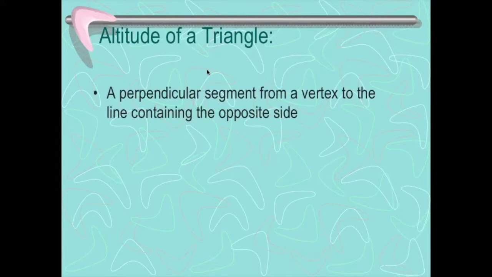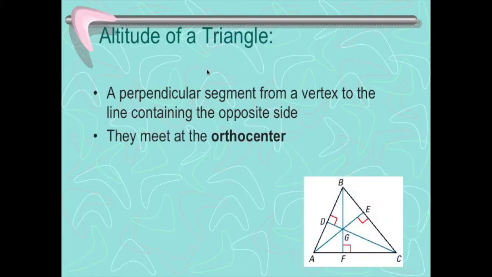Right, that makes sense. So an altitude of a triangle is a perpendicular segment from a vertex to the line containing the opposite side. So here is an example. I'm going to take out some of these so we can see what they'd look like, just one of them. So you can see just one of them, all right? I did wipe out some of that triangle too. But I want you to notice that it's perpendicular. It comes down from the vertex.